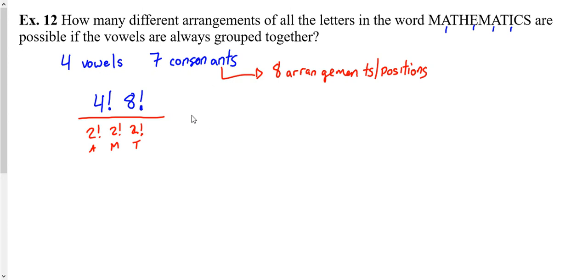In total, what does this get us? Numerator should have given you something like 967,680. Denominator should have given you 8. Dividing these, we simply get 120,960.